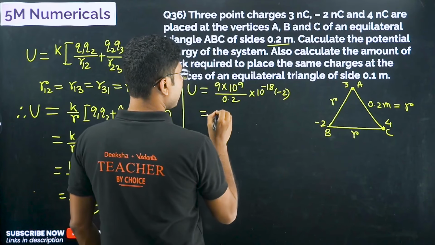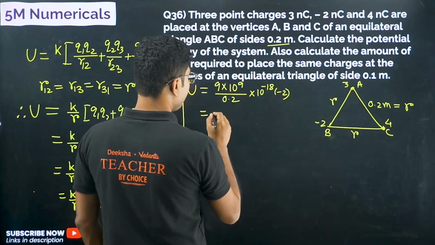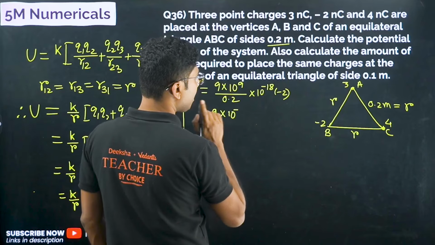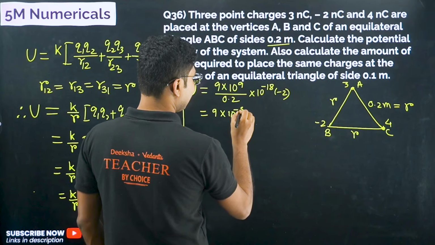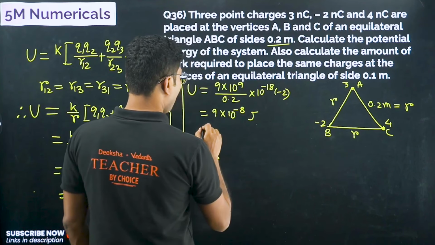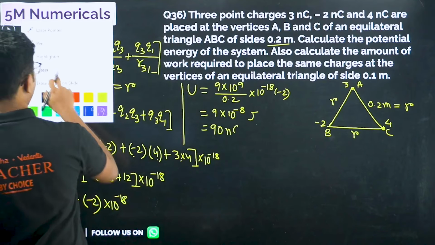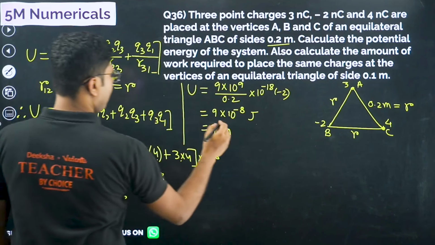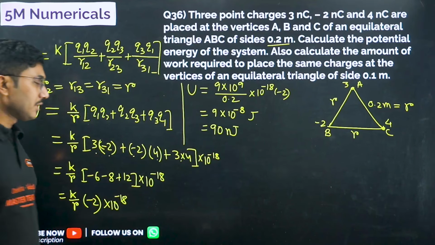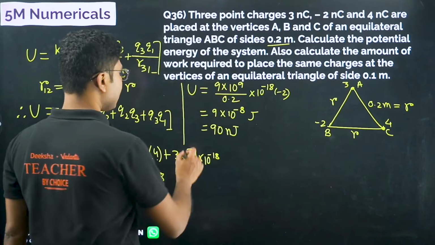Okay, so this will turn out to be, 10 and 2 cancel, and 10 goes up, so 9 into 10 to the power of minus 8. So 9 into 10 to the power of minus 8 joules is the potential energy, or 90 nanojoules. Okay, 90 nanojoules is the potential energy of this system. Now second case, everything remains same. Okay, this is the first case.